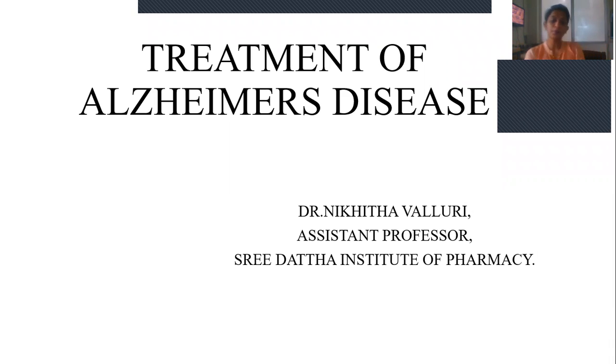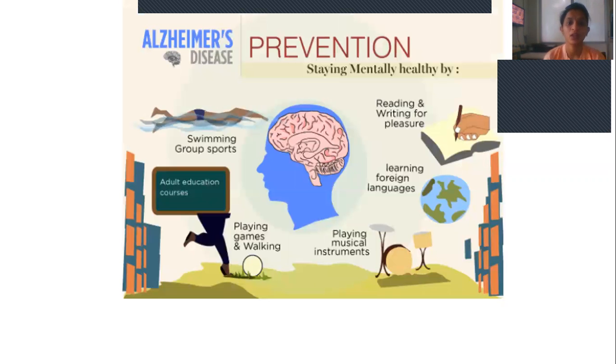So yes, now the topic is treatment of Alzheimer's disease. In the last class we discussed what Alzheimer's disease is, what the signs and symptoms are, the pathogenesis behind it, the clinical findings, and how we identify or diagnose Alzheimer's disease. All those things we have discussed. Now today in this class we'll be discussing treatment of Alzheimer's disease.